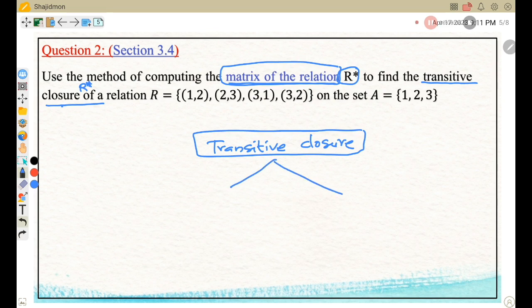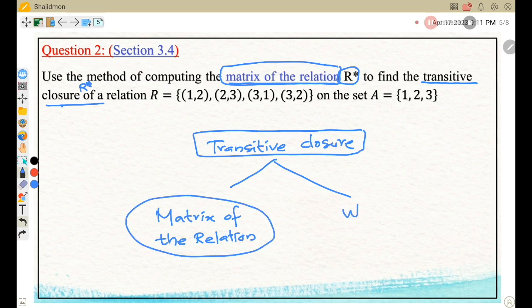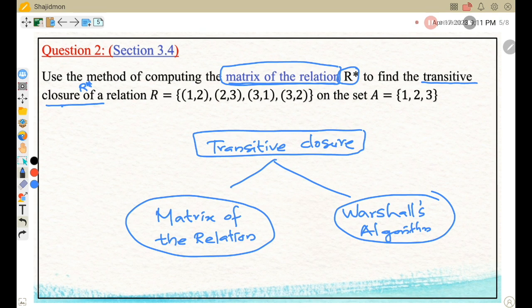for finding the transitive closure we studied two methods, correct? The first method is the matrix of the relation. By using the matrix of the relation, we can calculate the transitive closure. And the second one we studied is Warshall's algorithm, with which we can also find the transitive closure. So here, in this question, we use the matrix of the relation to calculate the transitive closure of the relation R on the set A equal to {1, 2, 3}. So we will do that question.